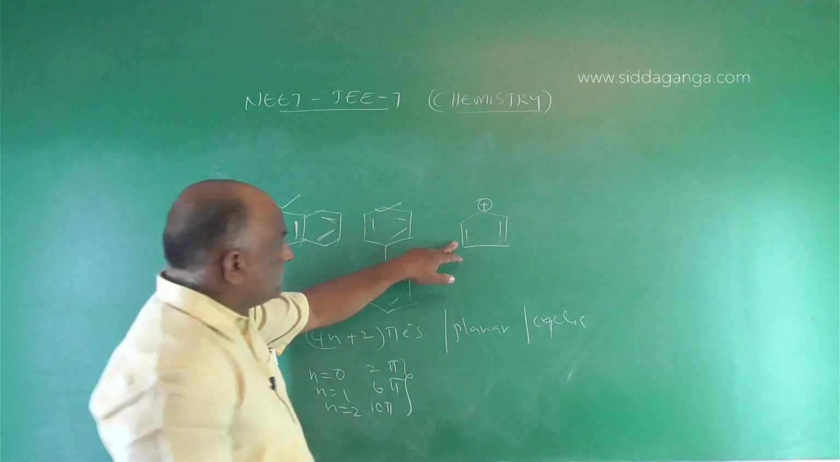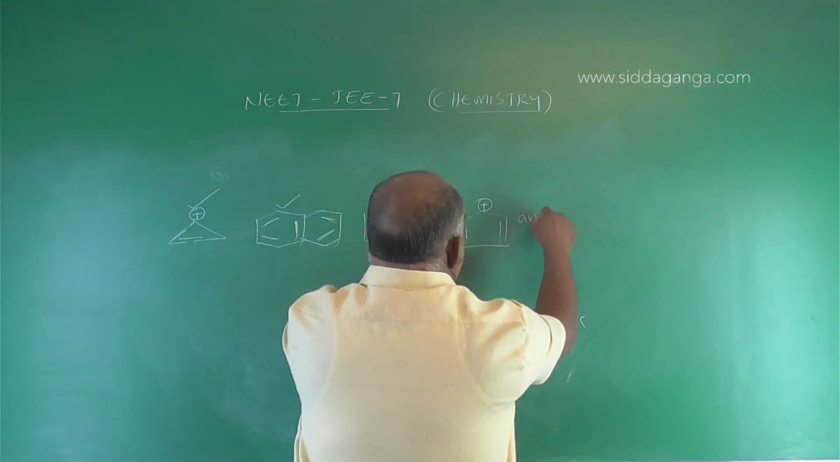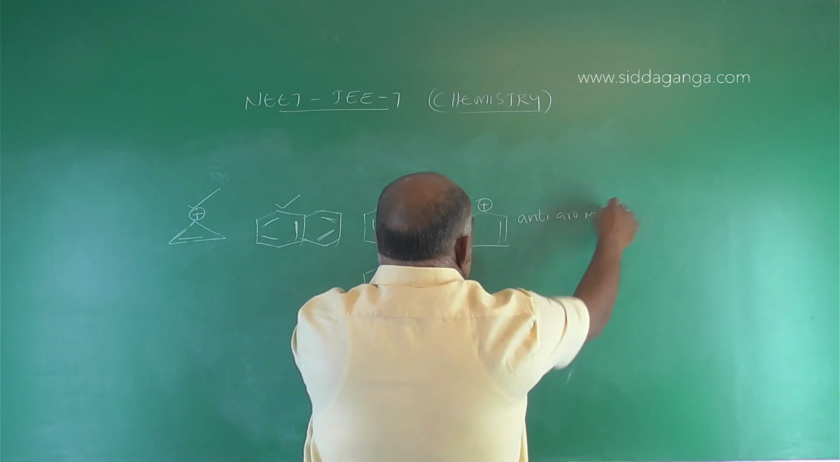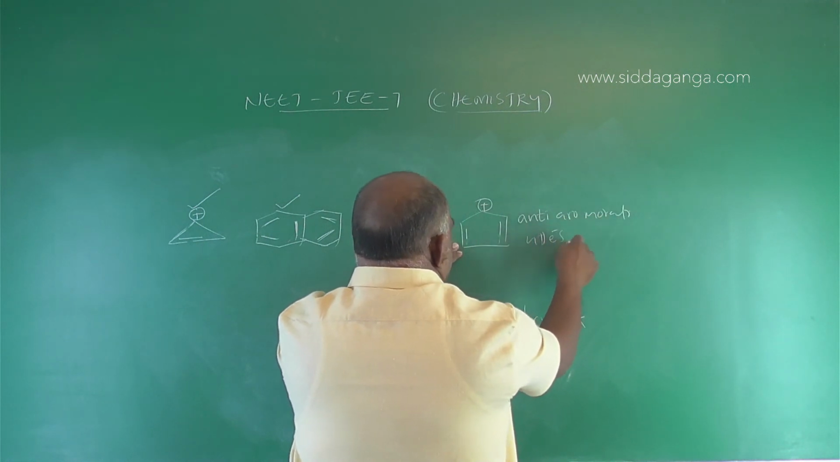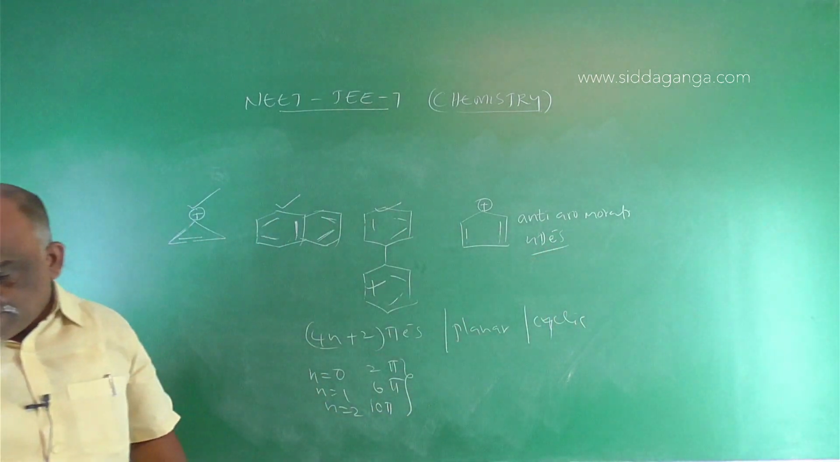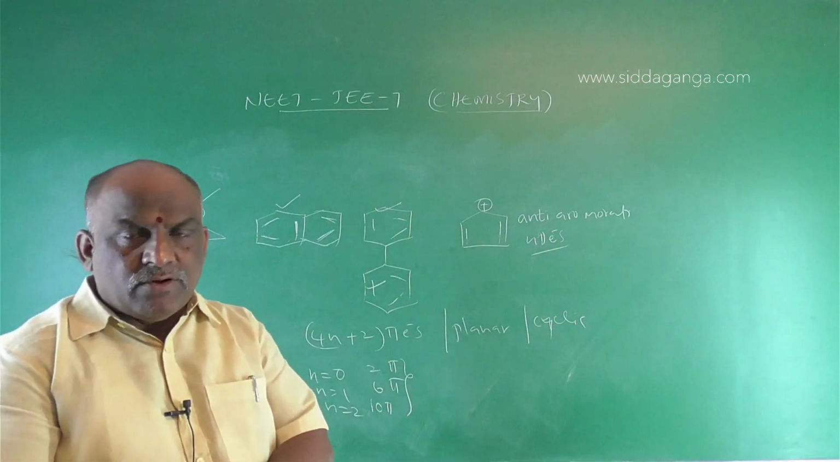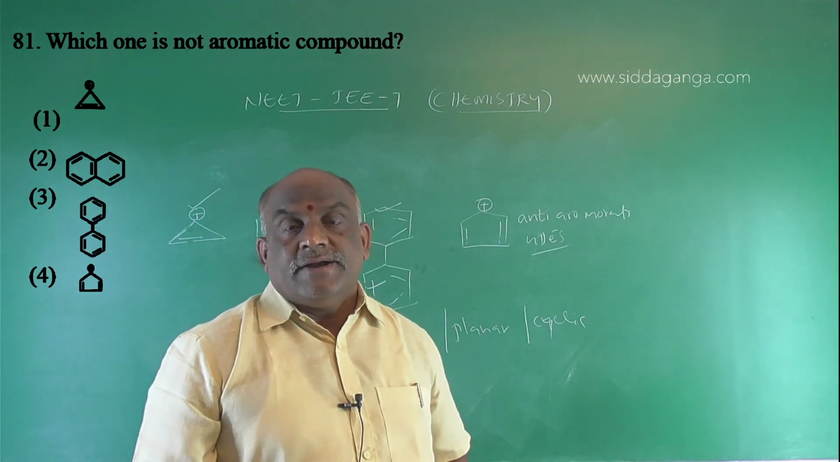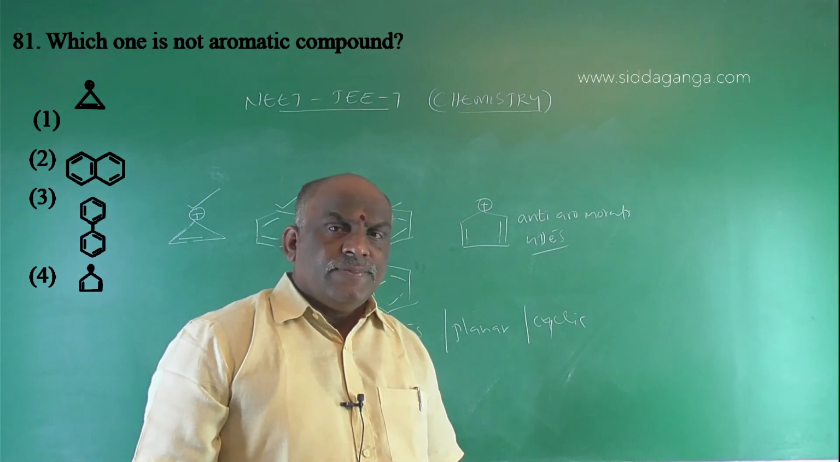This is an example of anti-aromatic. This is an example of anti-aromatic because it is having how many pi electrons? 4 pi electrons. It is having 4 pi electrons. So that's why option number 4 is not an aromatic.